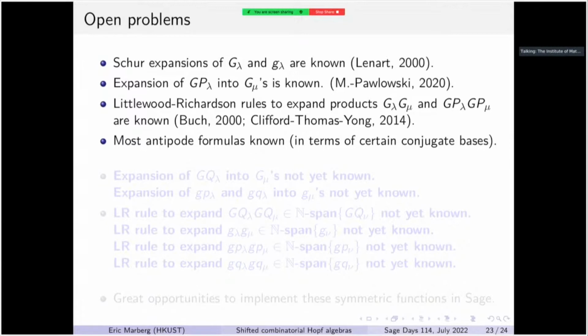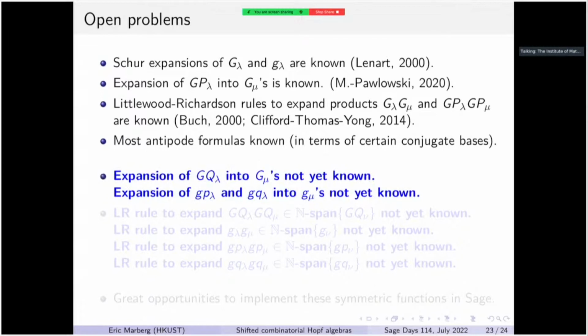And then there are explicit Littlewood-Richardson rules that tell you how to expand these products in the relevant bases: for the capital G's, due to Buch, and Clifford, Thomas and Yong have something that deals with the GPs. And then you can write down antipode formulas for everything here in terms of conjugate functions. I haven't talked about antipodes at all in this presentation, but the antipodes can all be computed.